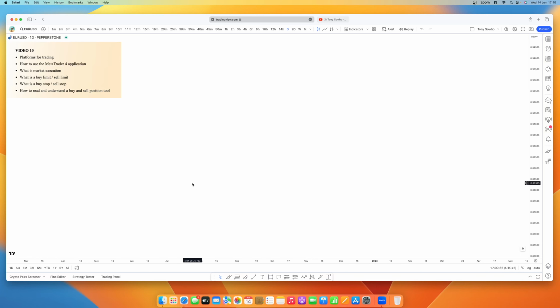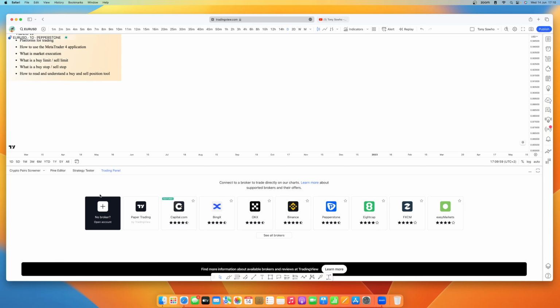And not only do we have Pepperstone. If you come under this trading panel here, you can see a lot of other brokers that are in partnership with TradingView. We have Capital.com, we have BingX, we have OKX, we have Binance, we have Pepperstone. This is mine. We have 8Gate, FXAM, Easy Market, and there are more. Just click on see all brokers and you can see them, look for the one that you're okay with, and you can register with them.